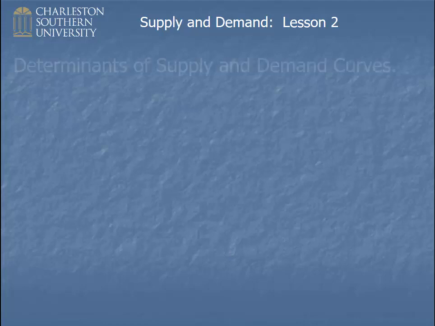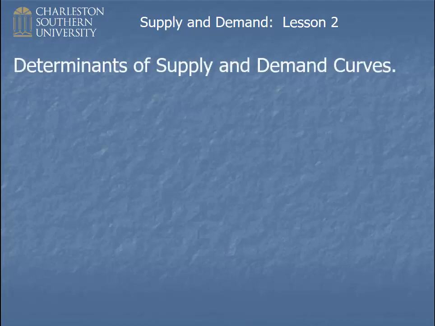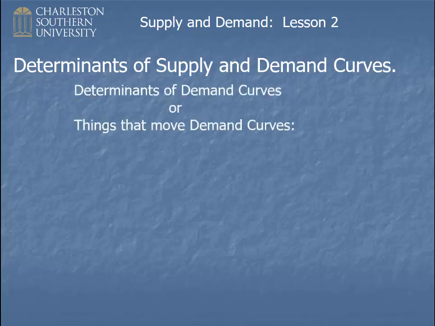This lesson is on the determinants of supply and demand curves. These are the things that cause a supply and demand curve to move. Remember, in Lesson 1, I showed you that changes in the price don't move the supply or the demand curve. So the new question is, well, okay, what does move them? We call them determinants. Let's do the determinants of demand curves first.